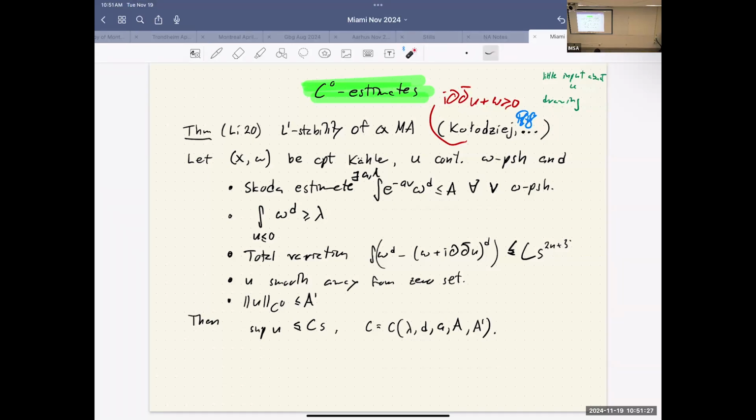We also want some technical assumptions. U should be smooth away from the zero set, and U should be bounded in the C0 norm. Then the supremum of U is less than or equal to a constant times S. So S will converge to zero.